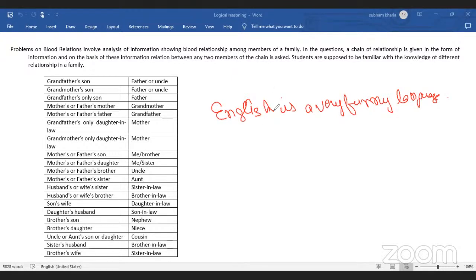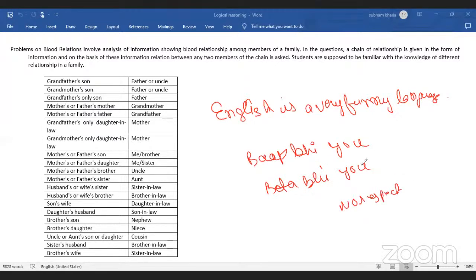Aunt? No, not aunt. He said he used to say English is a very funny language. बाप भी यू, बेटा भी यू. No respect.